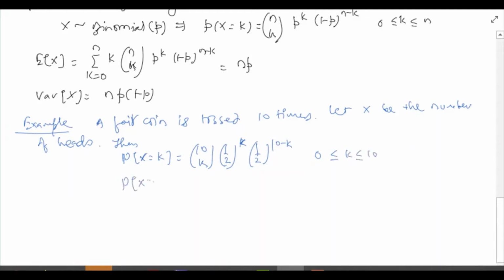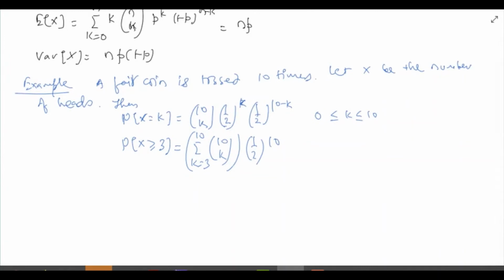Similarly, the probability that x will be greater than or equal to 3 can be written as the summation k equals 3 to 10 of 10 choose k, and the whole thing multiplied by half raised to 10. Okay.